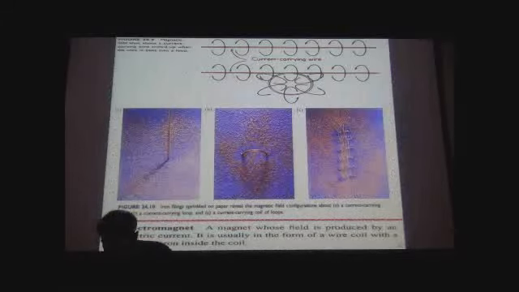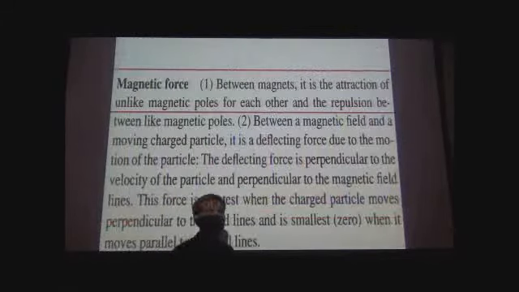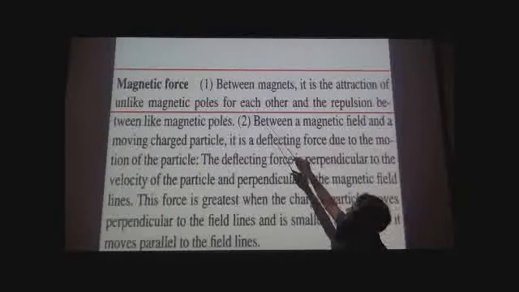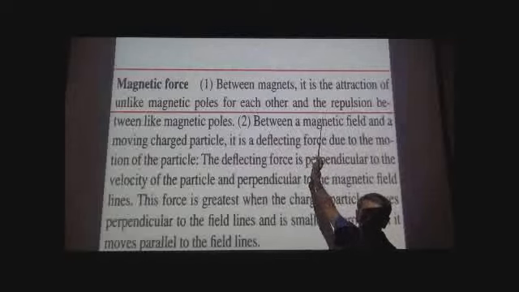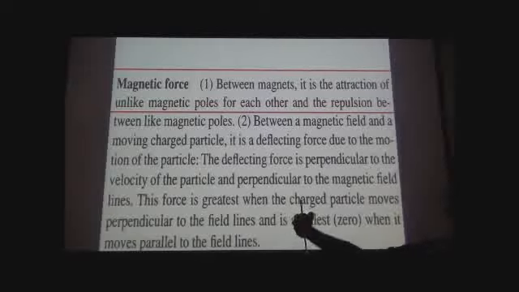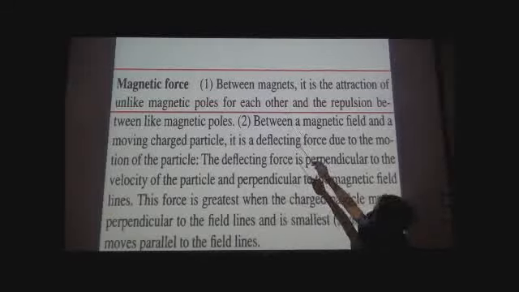It's 24.6. Between two magnets, the magnetic force is the attraction of unlike magnetic poles for each other, and the repulsion of like poles. Which means here's the north pole, here's the south pole, they attract. Here's the north pole, here's the north pole, they repel. This is the magnetic force.